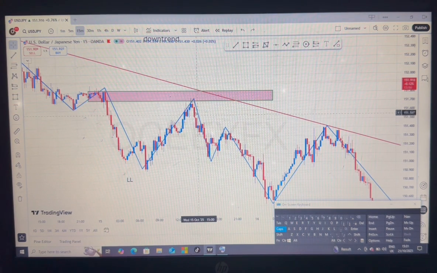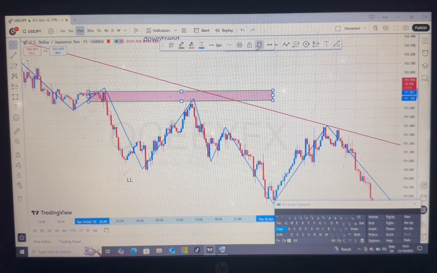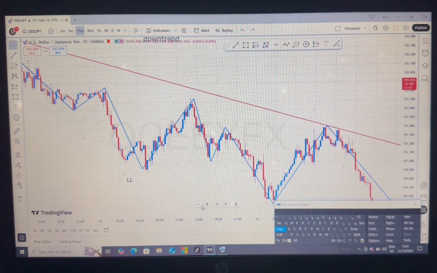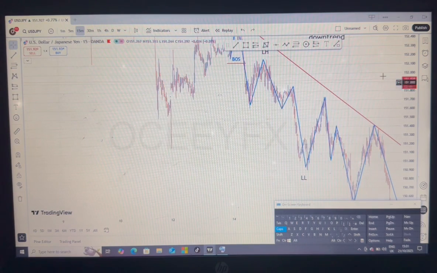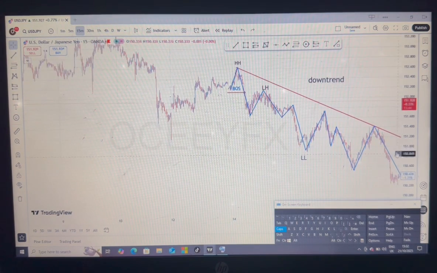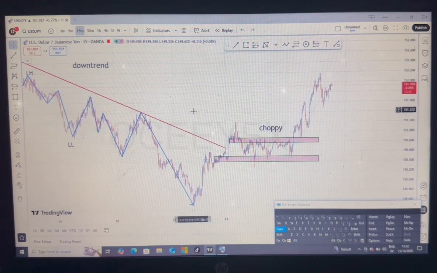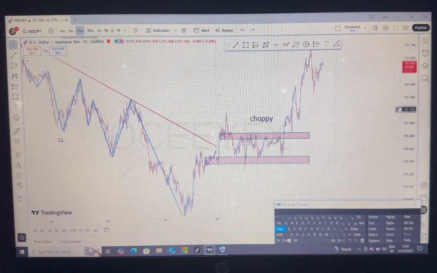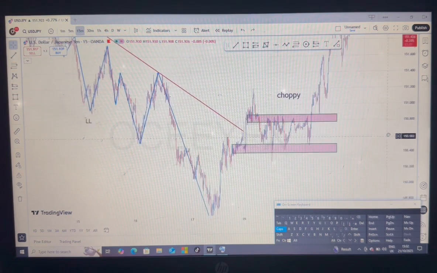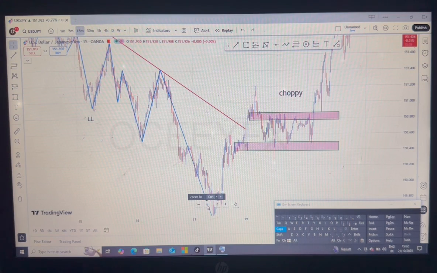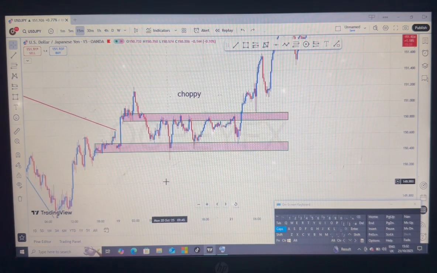So I'm sure I was able to touch on this and we were able to understand. Let's go down to the choppy market so we can wrap up. This is the choppy market. This is not really clear, but it's also a good example.